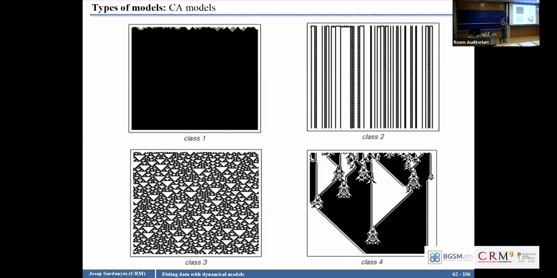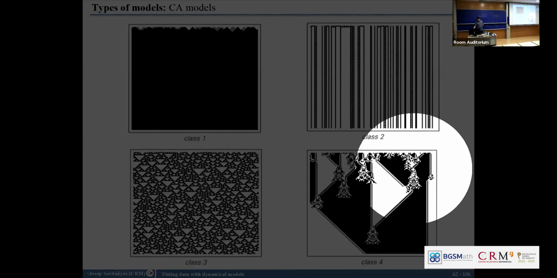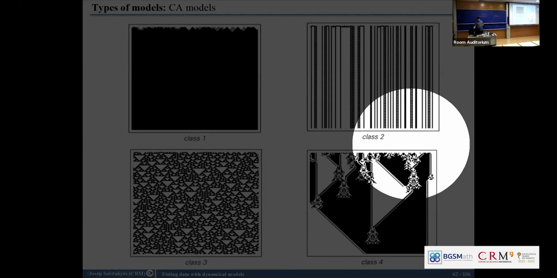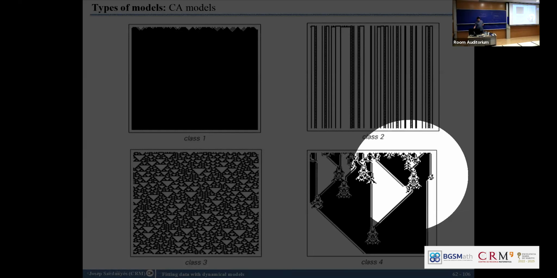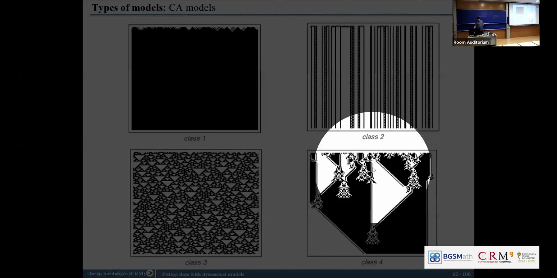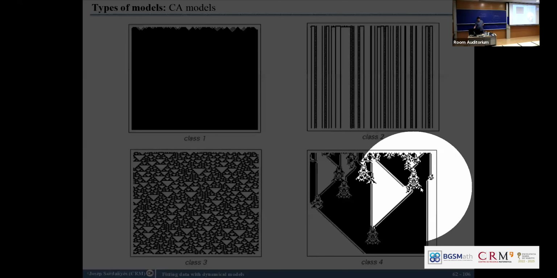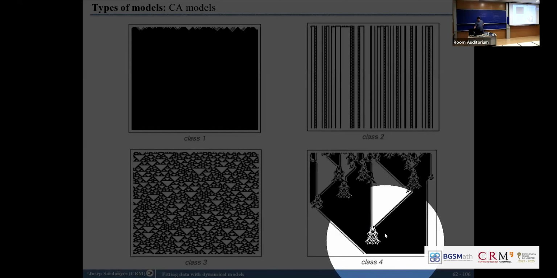And this is class 4, where you can see that you have, for example, here the formation of this structure. So this is a kind of macro scale pattern that interacts with this one, with this black or the white, and then it changes and gives place to this other structure. So you have like interaction of patterns.